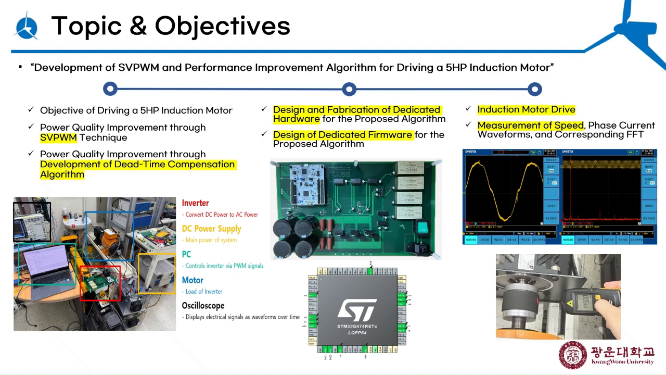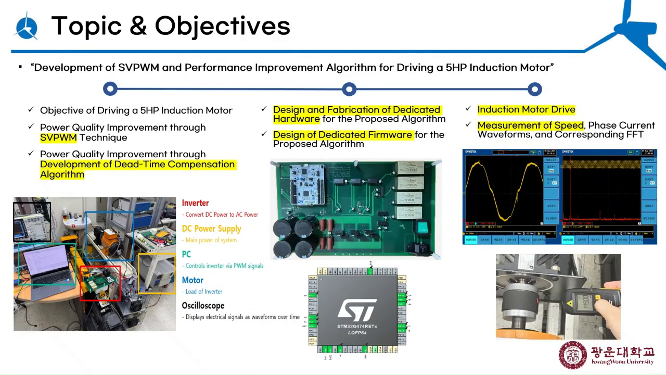In this study, we propose a method to improve voltage utilization and reduce harmonics using the SPPWM technique. However, in real motor circuits, dead time must be inserted, which can distort the output voltage. This becomes particularly important at low speeds, where the error depends on the current direction. Compensating for this effect is essential.